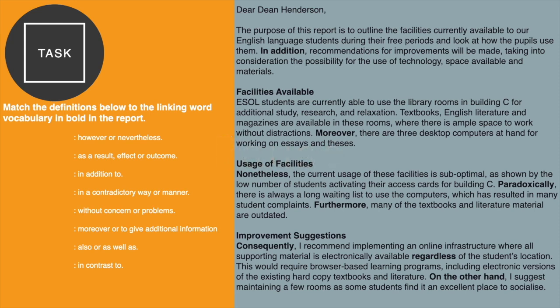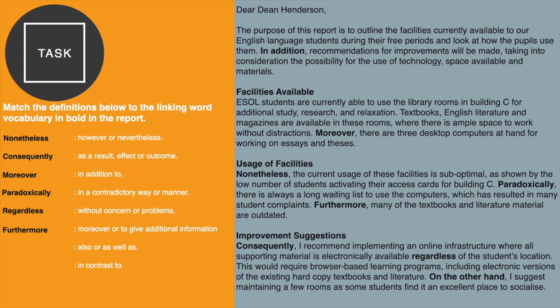So let's take a look at the answers. Nonetheless. Now this is a synonym with however or nevertheless. Consequently. Now this is a synonym with as a result, effect, or outcome. Moreover. Now this means in addition to. You're adding more information. Paradoxically. In a contradictory way or manner. Regardless. Now this is without concern or problems.